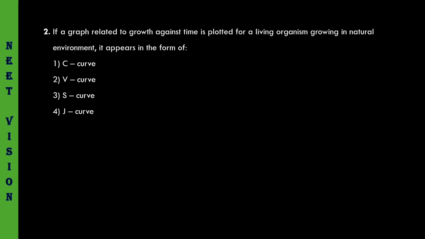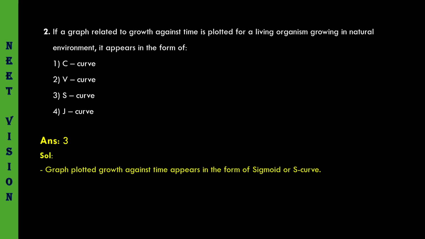Coming to the next question. A graph related to growth against time is plotted for a living organism growing in a natural environment. It appears in the form of something related to geometric growth. Right? Where growth is plotted, that graph appears as a sigmoid curve or S curve, not a C curve, V curve or J curve. The information is given in the book itself. That is the S curve. Let us see the answer. The graph plotted of growth against time appears in the form of a sigmoid or S curve.